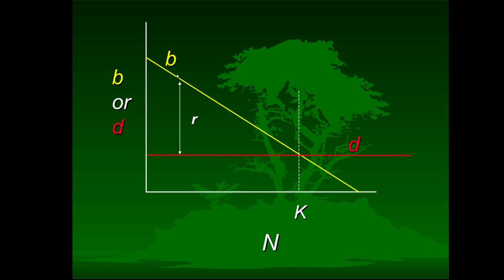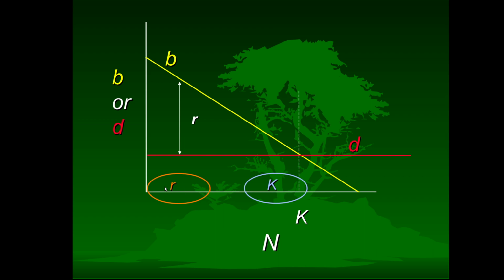Okay, so increasing fitness at low density means increasing this little r at low density. And if the birth rate at low density increases while the death rate stays constant, then r will be increased at low density. But there is a trade-off, which means that increasing B at low density might result in a lower B at high density.